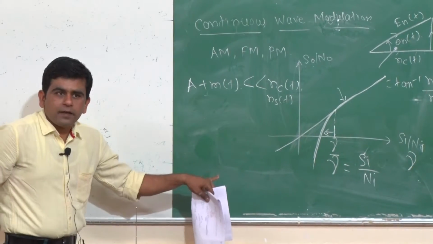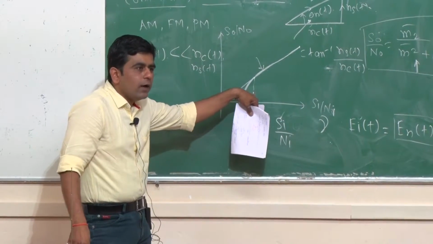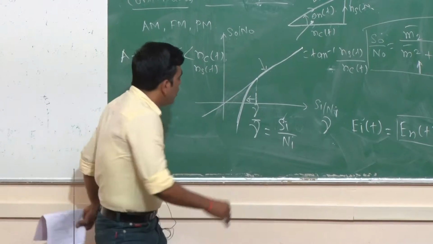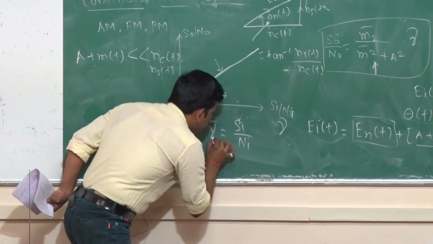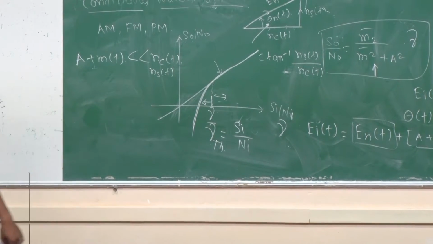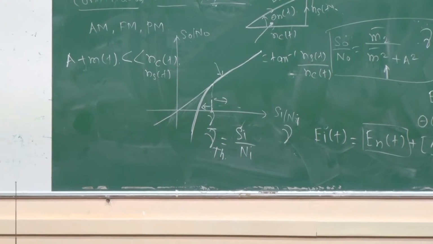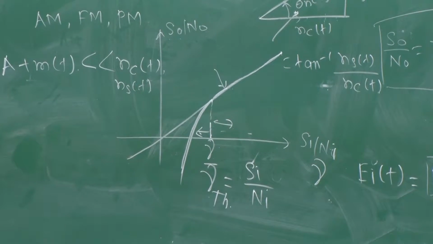So the envelope detector gives performance as good as your synchronous detector, provided this gamma must be greater than this gamma threshold. Is it clear to all of you? This is from the last lecture.